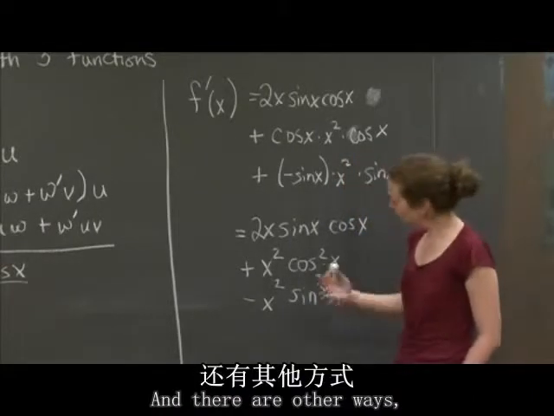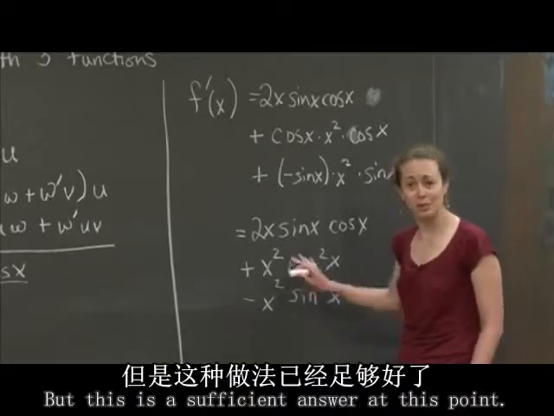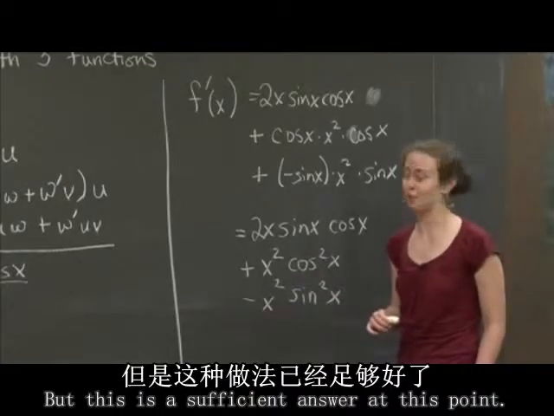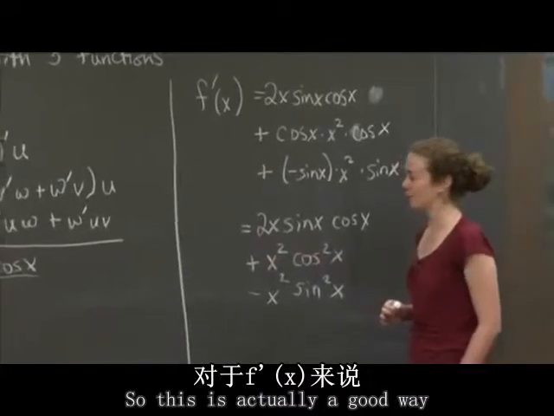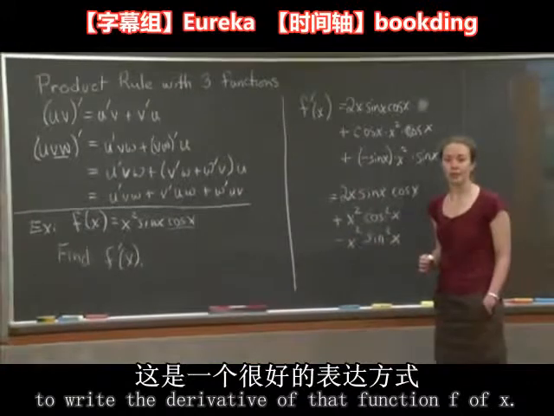And there are other ways I could rewrite this using trig identities, but this is a sufficient answer at this point. So this is actually a good way to write the derivative of that function f of x. And this is where we'll stop.